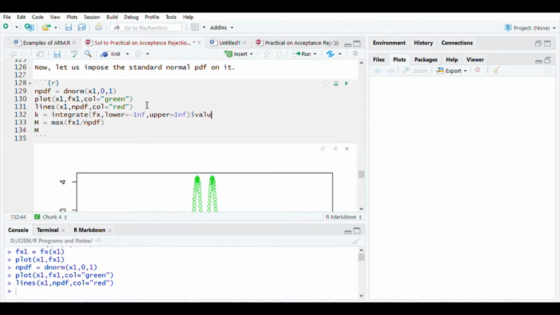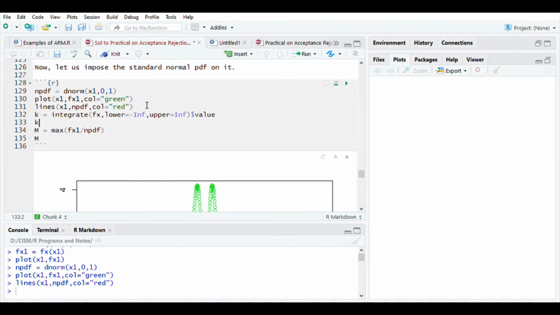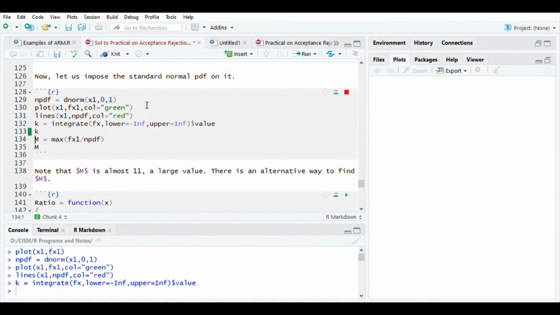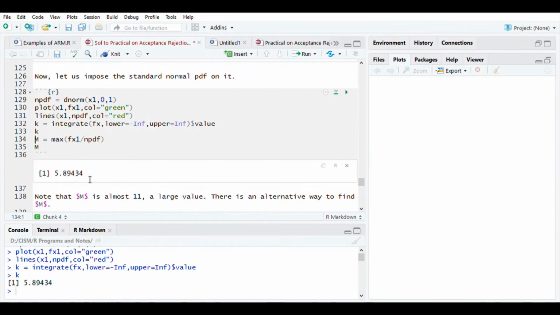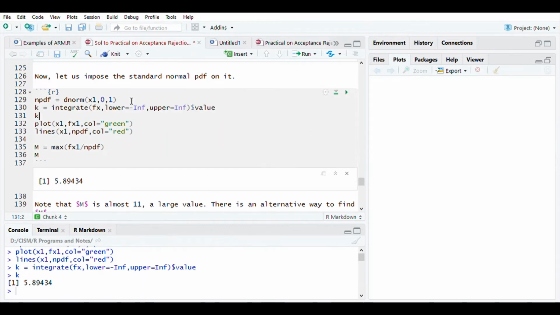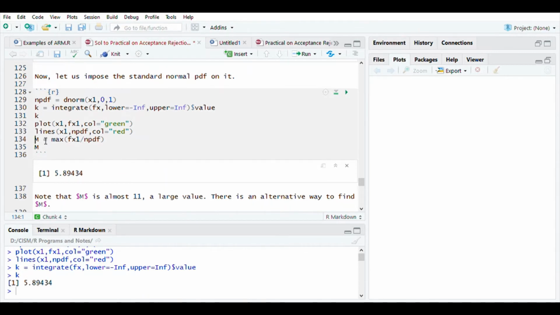So let us see what do we get here. So 5.89434, this we got. Now try to plot this. Now let us move this up. And now let us try to plot this fx1 upon k. Let us try to plot them together. Now the comparison will be fair.